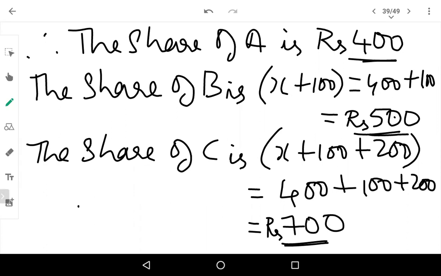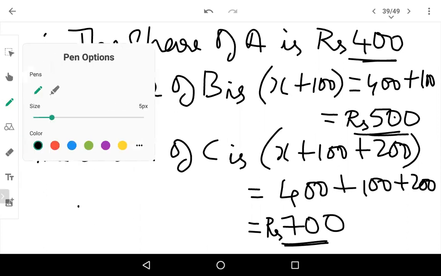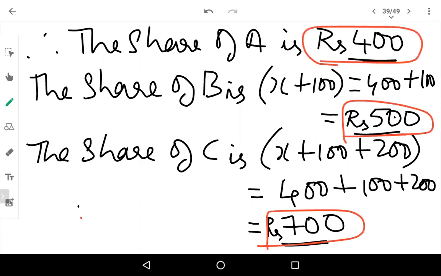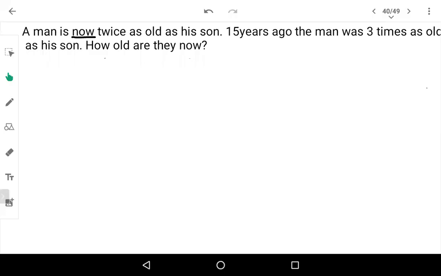So clear? Share of A, B and C: 400, 500 and 700. You can just put a box so that it gets highlighted. Any doubts in this problem? Okay. Shall we go to the next question then? Fine. Now, going on to the next question.